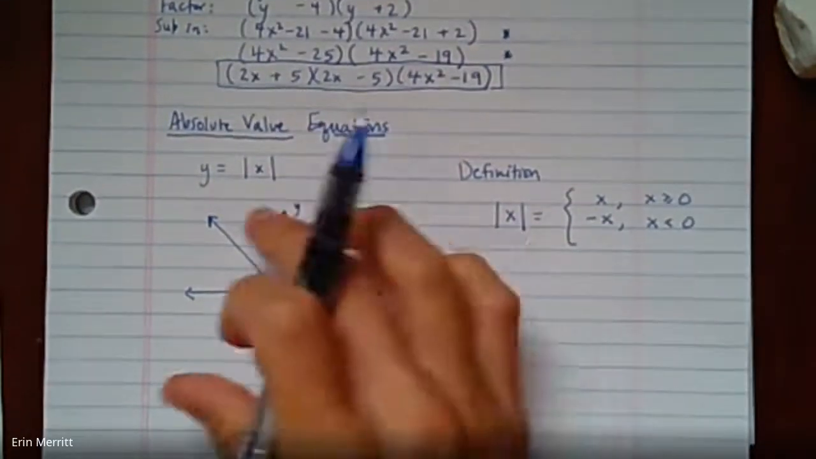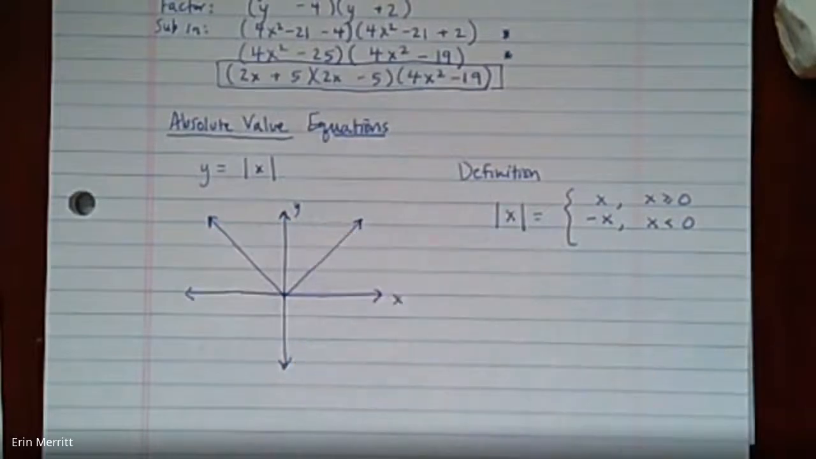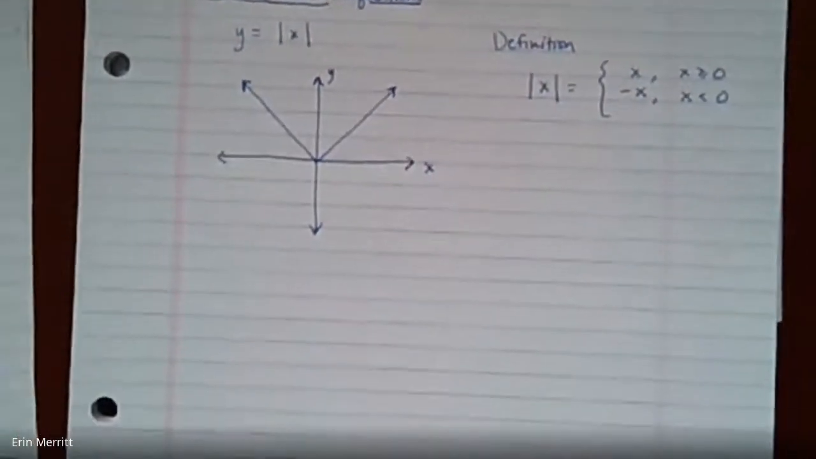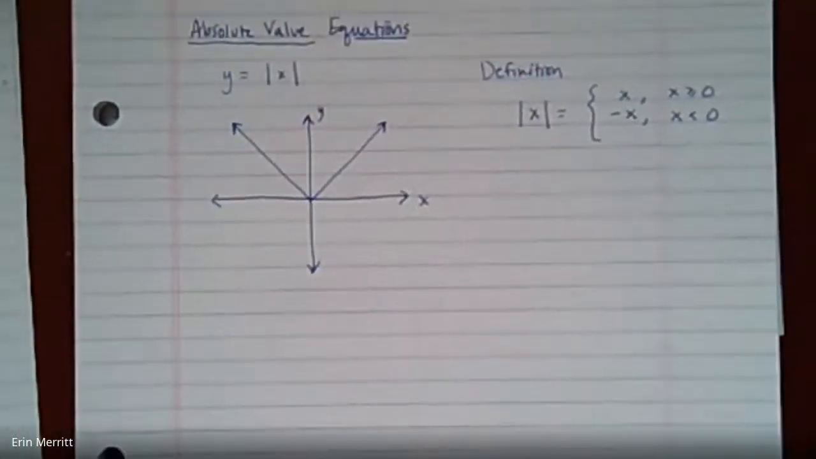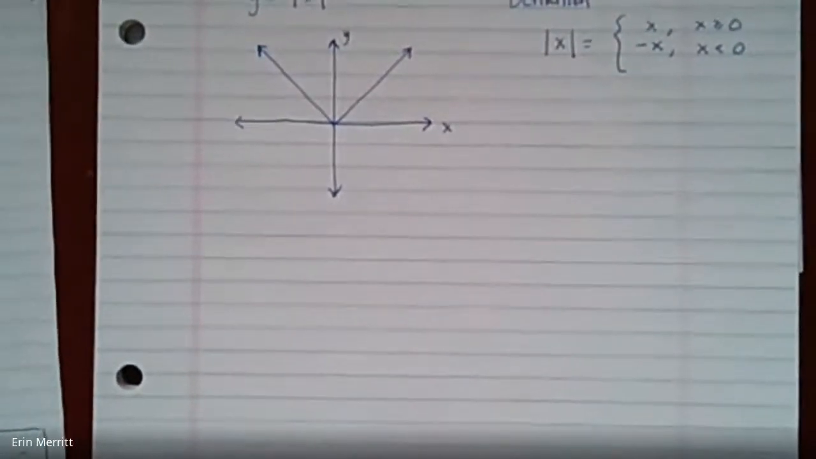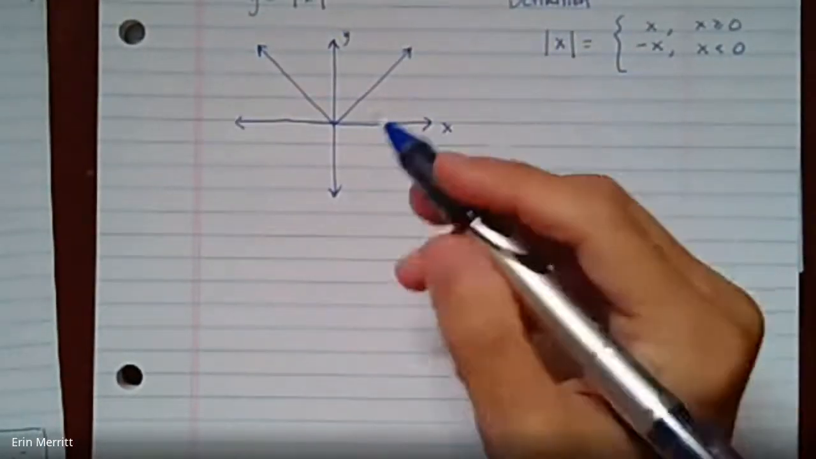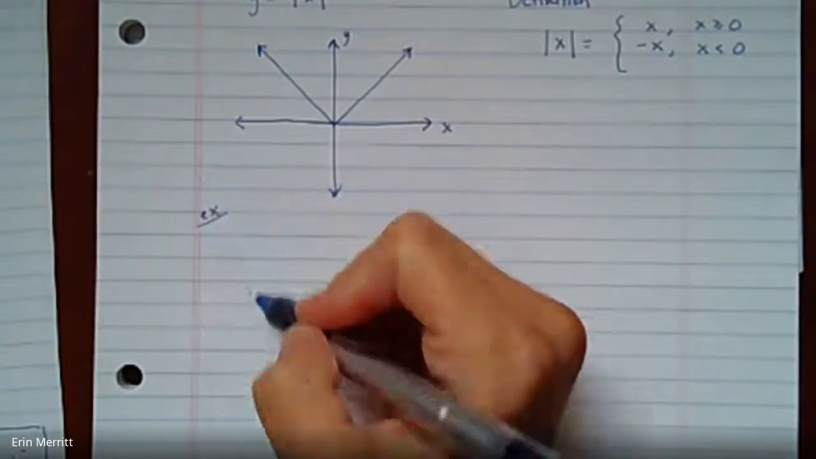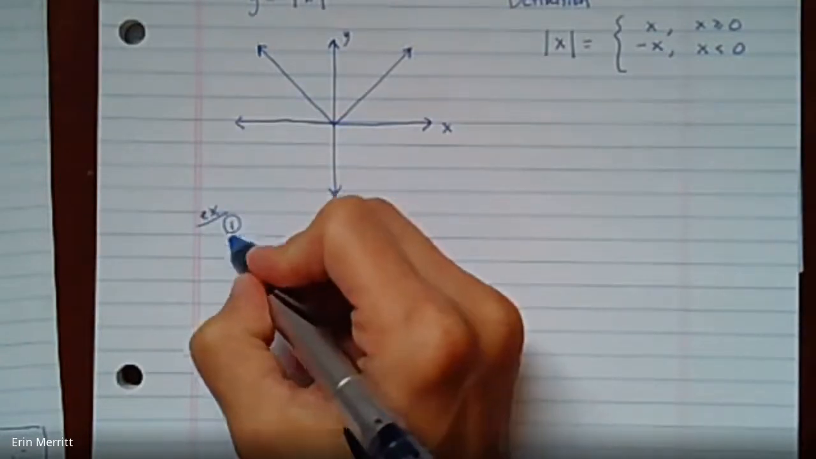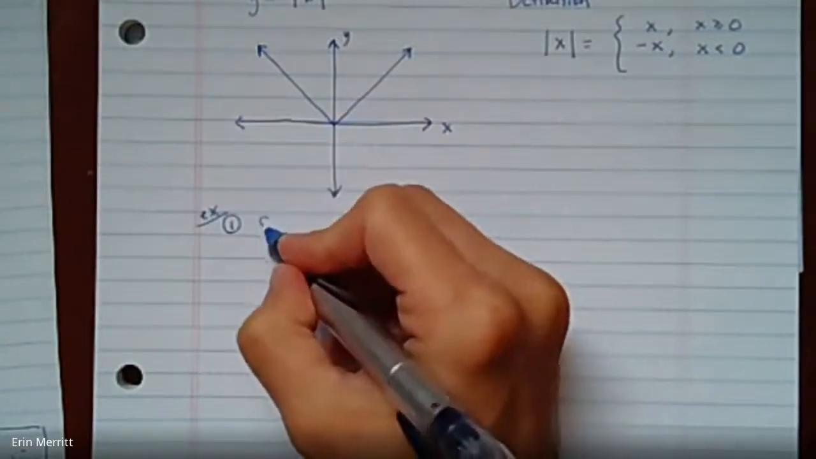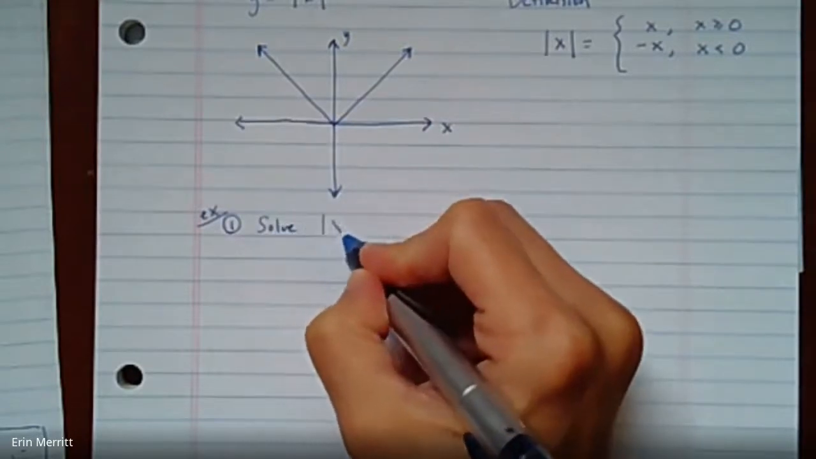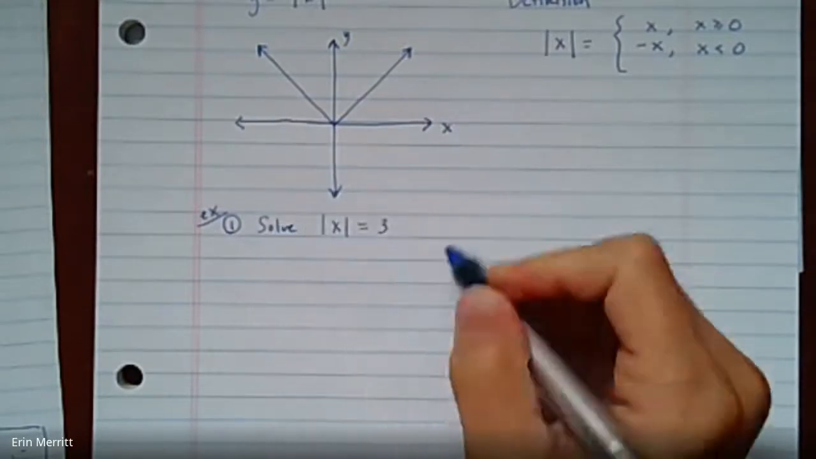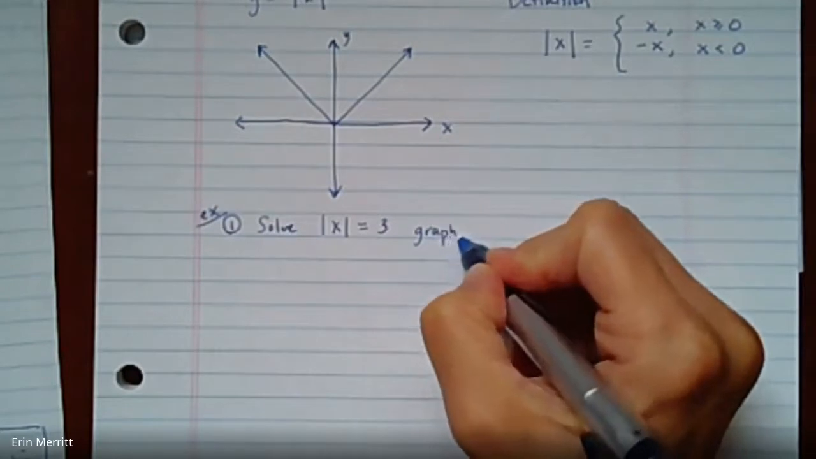So keep that visual in mind. And I want to talk about 3 quick scenarios before we move on to the algebraic solutions. All right. So 3 quick little examples. The first one, if I said, let's solve for when the absolute value of x is equal to 3, let's think about it graphically.